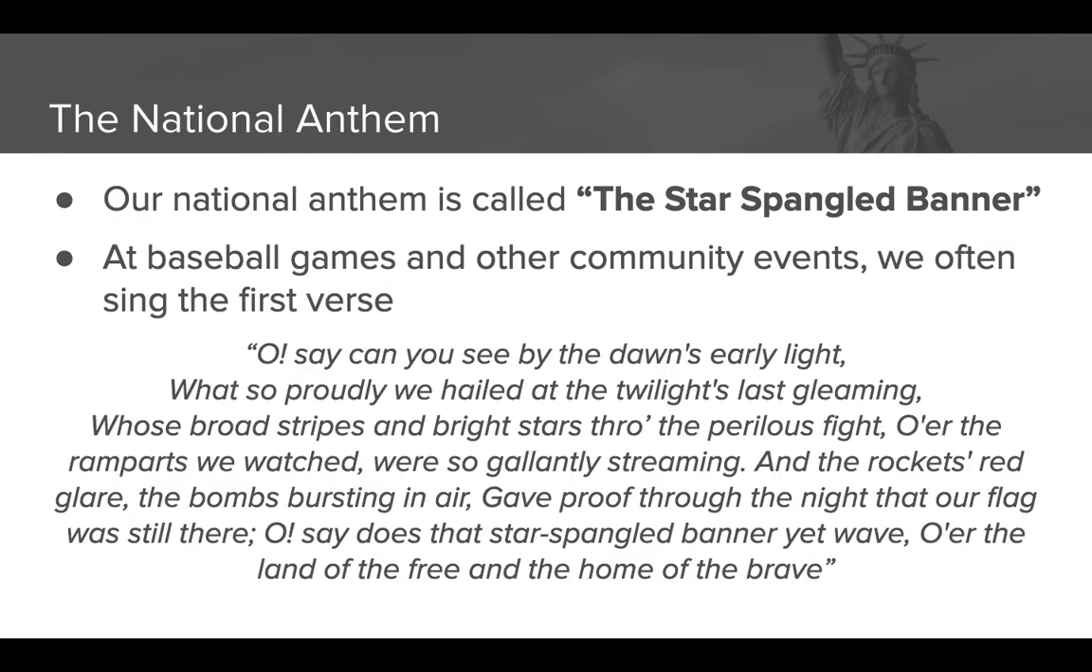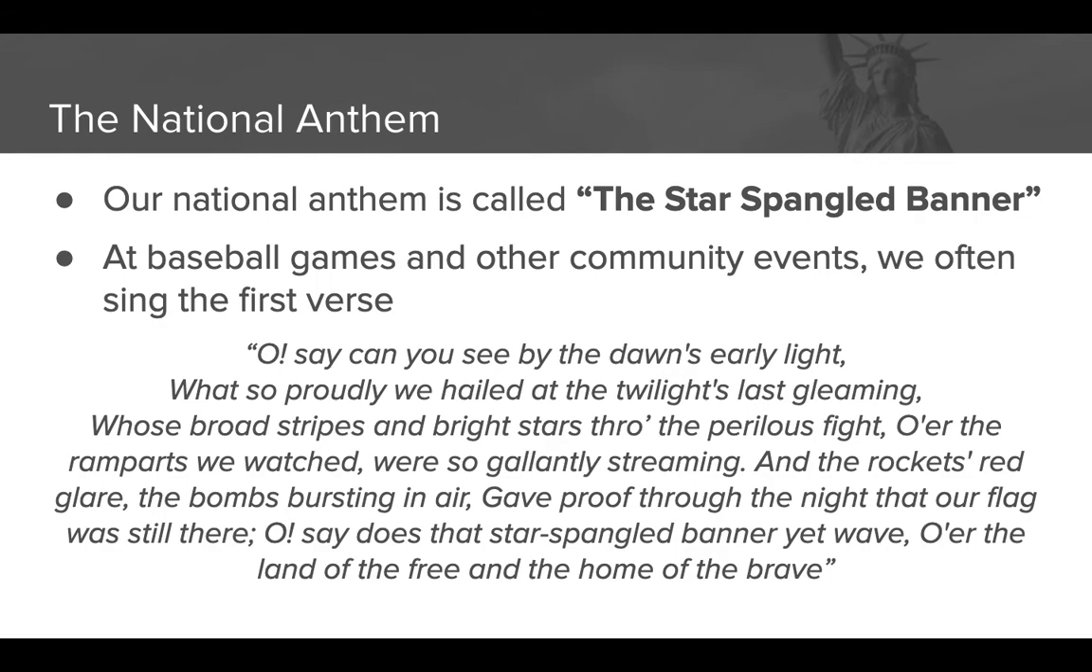Okay, so our national anthem is called the Star-Spangled Banner, and we often sing the first verse of it at baseball games and other community events. People usually stand up and put their right hand on their heart in order to show respect for the flag.